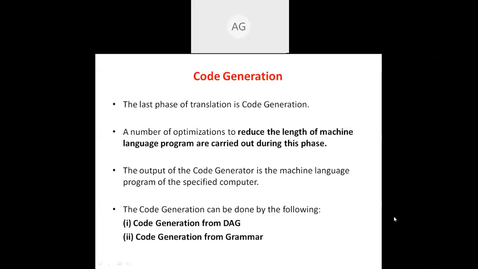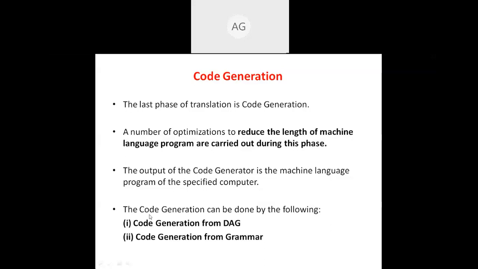Now, proceeding further to the last phase of the compiler, which is known as code generation. A number of optimizations to reduce the length of the machine language program are carried out during this phase. The output of the code generator is the machine language program of the specified computer. The output you can remember is of the form move, mul, or add instructions, which is basically the input to the assembler.